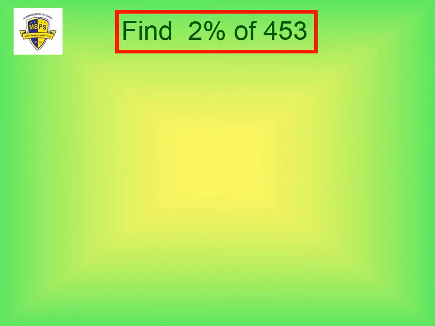Well, now another example. We want to find 2% of 453. We did not learn how to find 2%. We only learned two facts actually. The first one, how to find 1%, and the second one, how to find 10%. So, which one of these two will I use to find 2%?